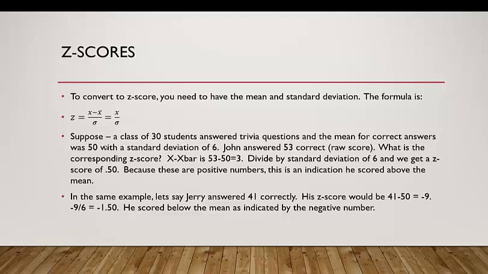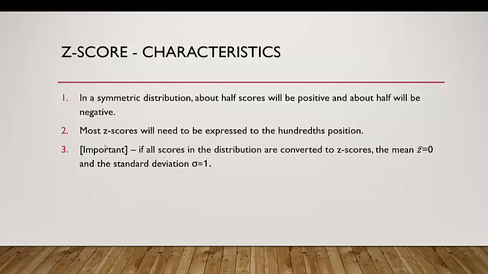Really, if John is at 0.5 and Jerry's at -1.5, the distance between the two is 2 standard deviations, or the distance is 12. Okay? All of this will come into play and we'll understand in a minute. So, basically, very simple on how to figure z-scores. So let's look at the characteristics of what a z-score is and how we're going to use this.